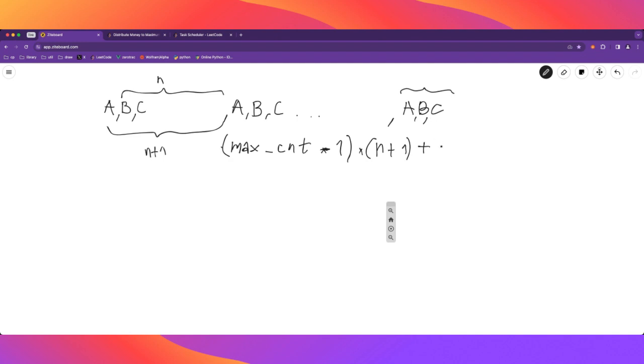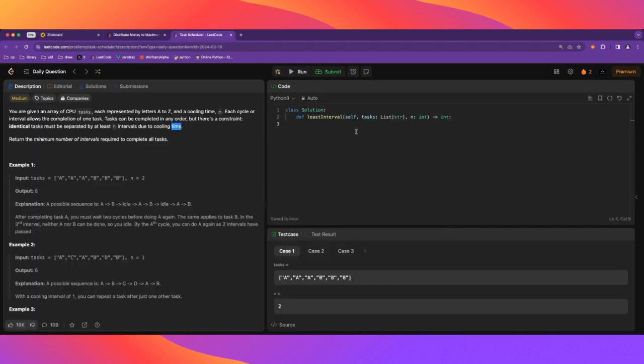And then we add the count of the max value. So how many tasks there are that have the max count. So this is another lower bound. So we obviously are going to need, so this means that our solution must be at least the maximum between what we said right here.